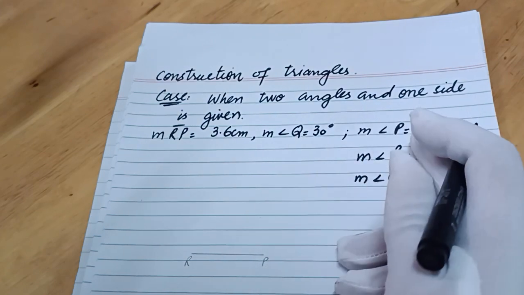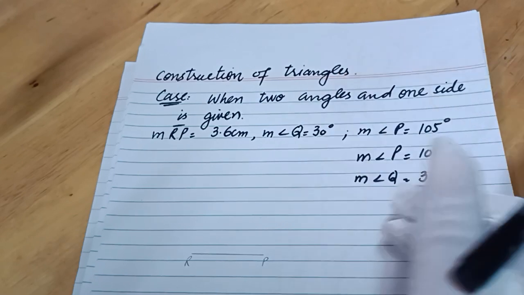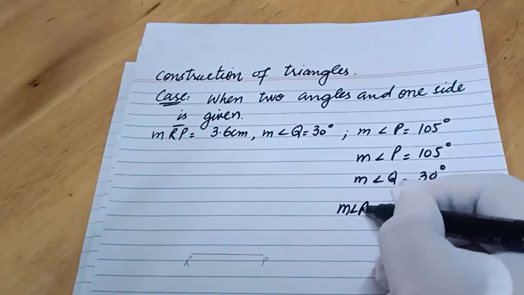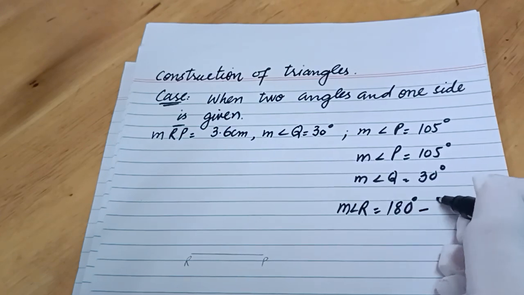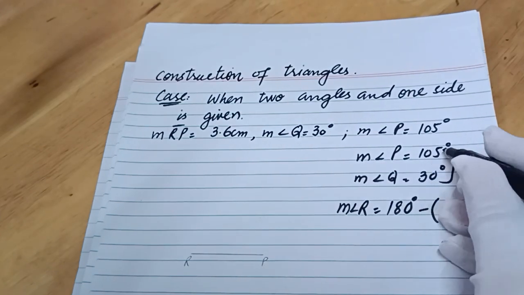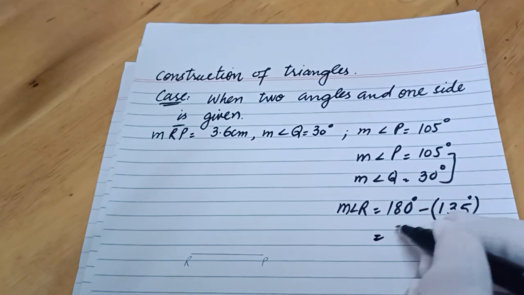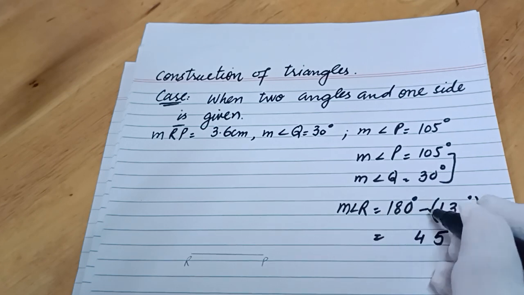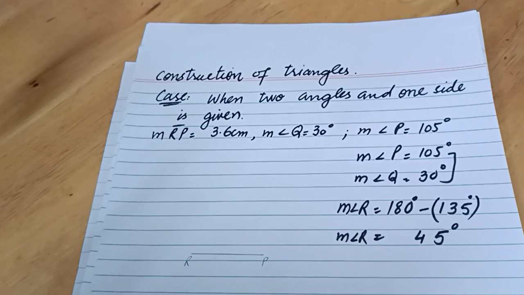So if any two angles are given, subtract the sum of these two given angles from 180 and you will get the third angle easily. To find angle R, it is equal to the total sum of the triangle minus the sum of these two. If you add these two directly, it will be 105 plus 30, which is 135. So when you subtract, 180 minus 135 gives 45. So the measure of angle R comes to be 45 degrees.